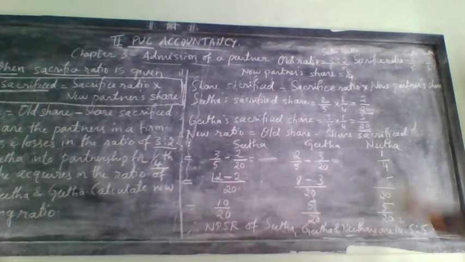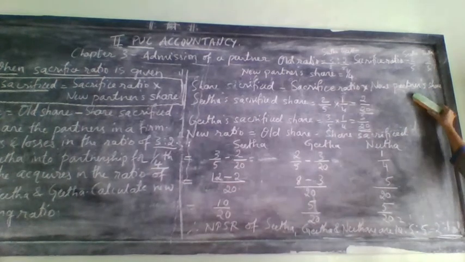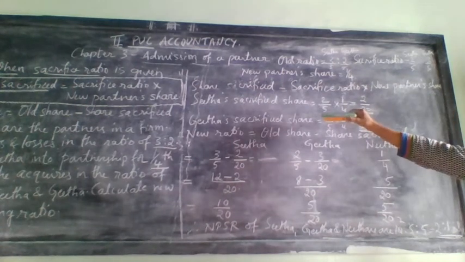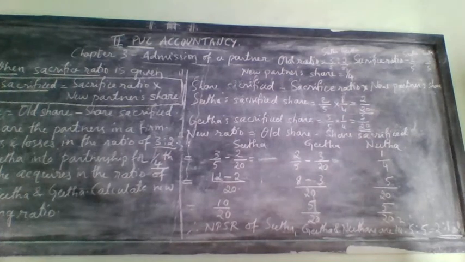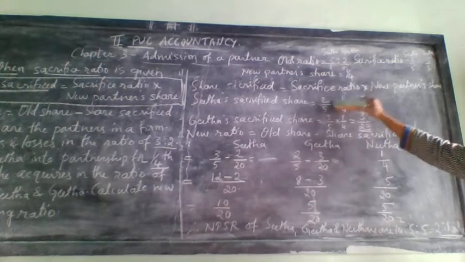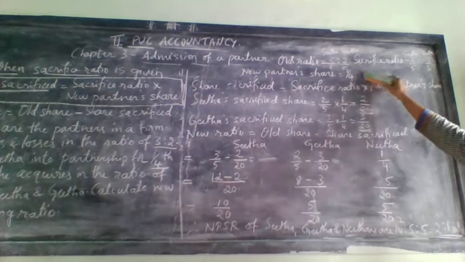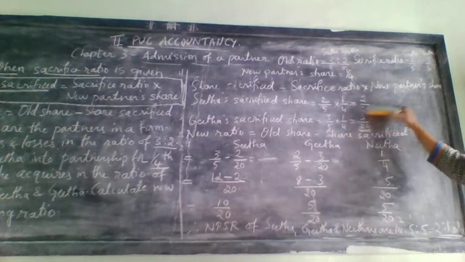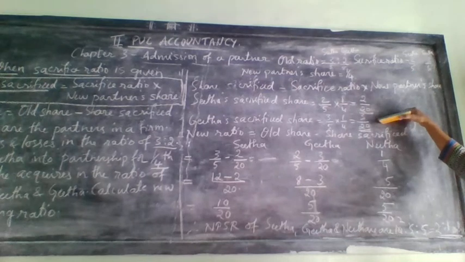Now write the formula. Share sacrificed is equal to sacrifice ratio into new partner's share. After writing this, find the sacrifice share for Sita and then for Geeta. For that, take the sacrifice ratio of Sita and Geeta into the new partner's share, that is 1/4 and 1/4. You will get the sacrifice share for Sita as 2/20, and for Geeta it will come 3/20.